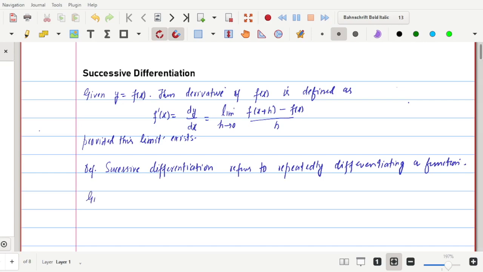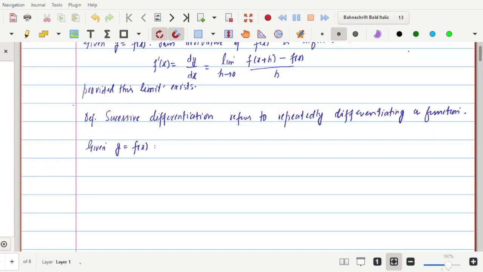It is like this. Suppose we are given y equal to f of x. Then we define its first derivative as dy by dx, which we denote by f1 of x. Similarly, we can take a second derivative f2 of x, which is the derivative of f1 of x, and this is actually d2y by dx2.